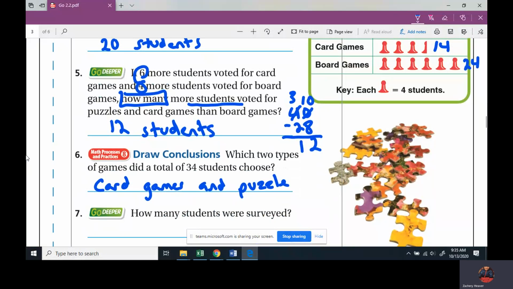The last one is a go deeper question. How many students were surveyed? I want you to try to figure that one out. You have to do something. And if you think you got it, raise your hand.